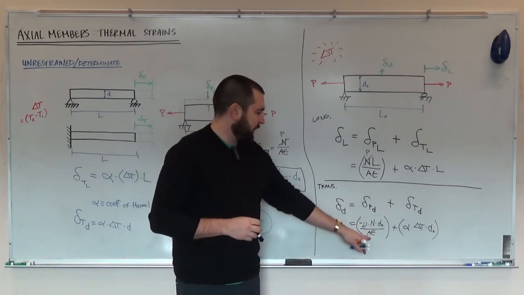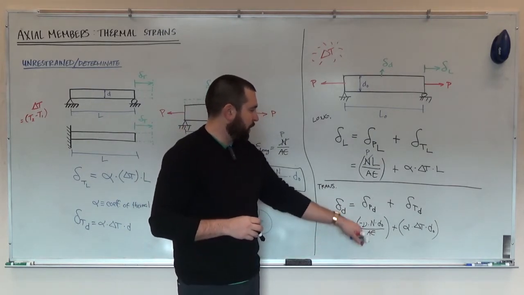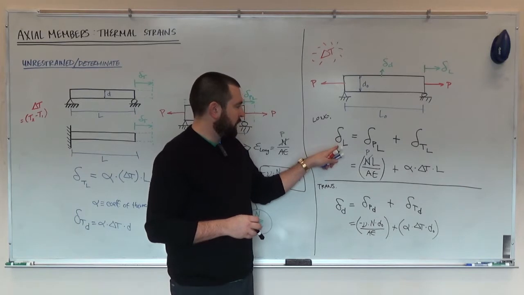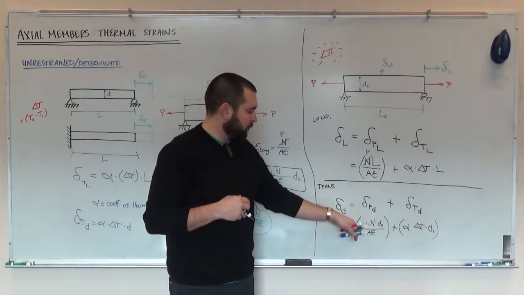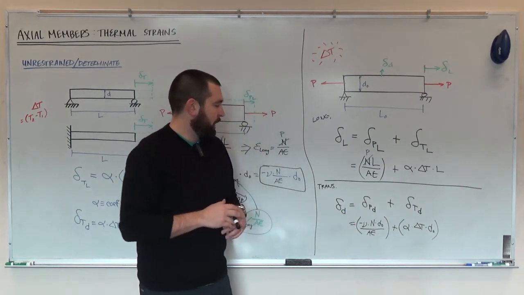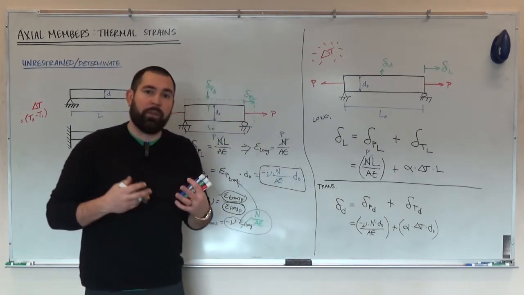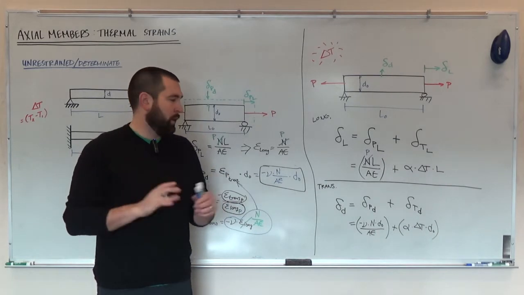So the most common mistake is right here. Students will often put delta L divided by L times Poisson's ratio, minus Poisson's ratio times d naught. And that includes the thermal strains in Poisson's ratio, which is a big no-no.